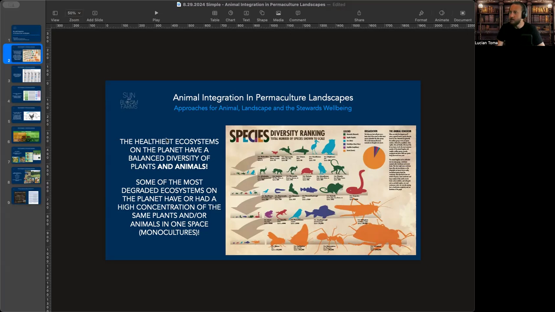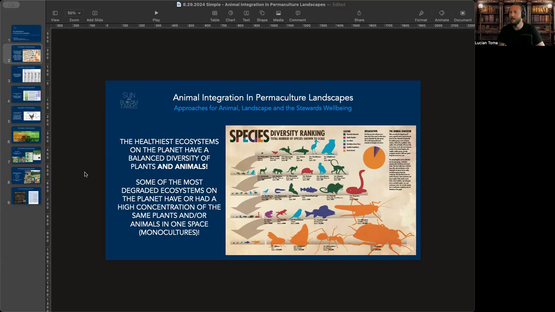But a big statement here, and I do have a lot of arguments if anyone would like to look at research and look at a lot of resources to validate or counter the statement. And the statement is that the healthiest ecosystems on the planet have a balanced diversity of plants and animals. And I'll explain that word there.